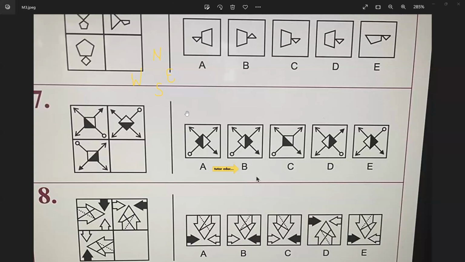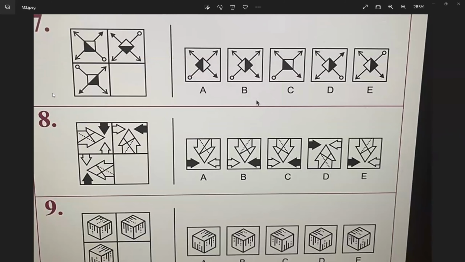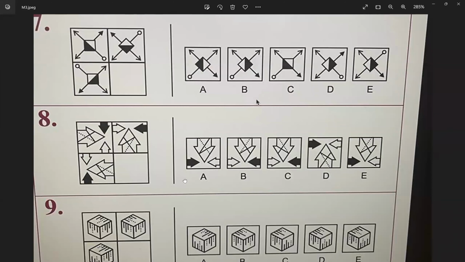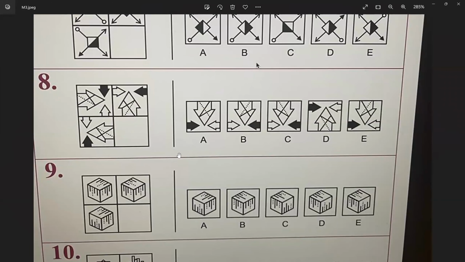So try to understand the changes that are given in the question figure, okay? Great. Now question number 8.